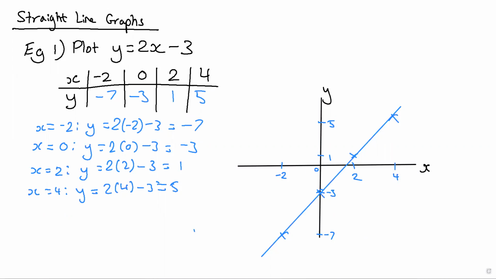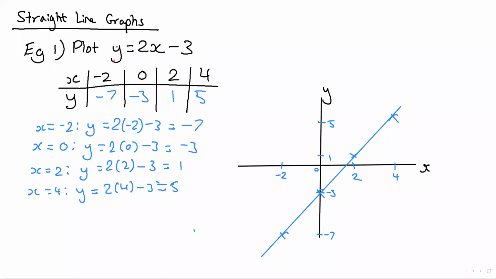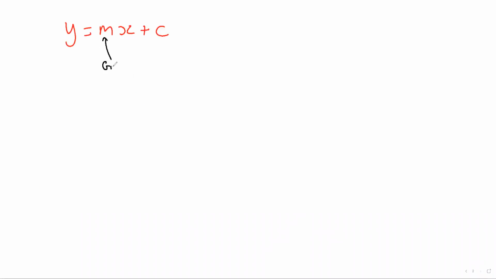Okay. Moving on. The main form we use for straight line graphs is this form: y equals mx plus c. And you can see that it's actually similar to the equation we have here. y equals mx plus c. And what this means is, first off, m is the gradient, and c is the y-intercept, which we'll talk about in a second.